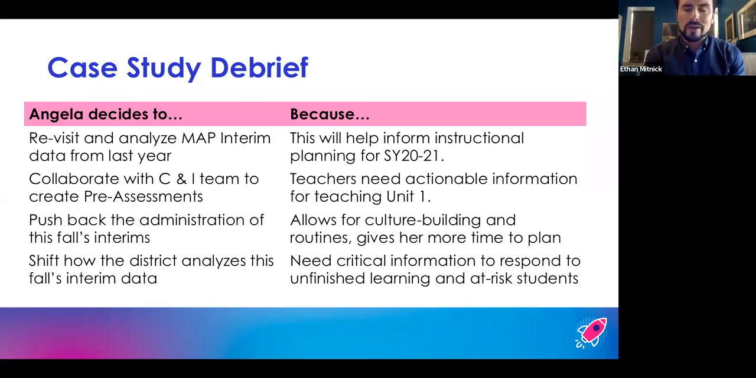We talked about, on our unfinished learning webinars, how important it is to integrate our interventions as opposed to stopping new grade level instruction and just picking up where we left off. We can't allow that to happen because then our students are just going to fall more and more behind.